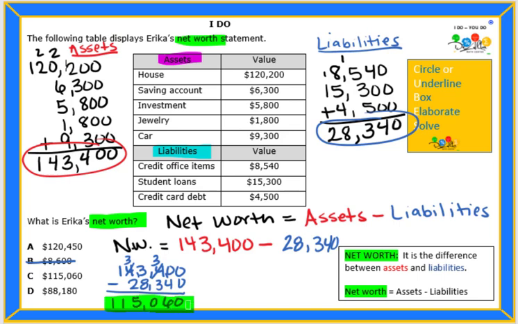So our net worth is 115,060 because we took the total assets, all of the things that they listed that have a positive value because they are things that we own or have monetary value. And then we subtracted the liabilities because the liabilities are items that are owed to others. And then we got our net worth.